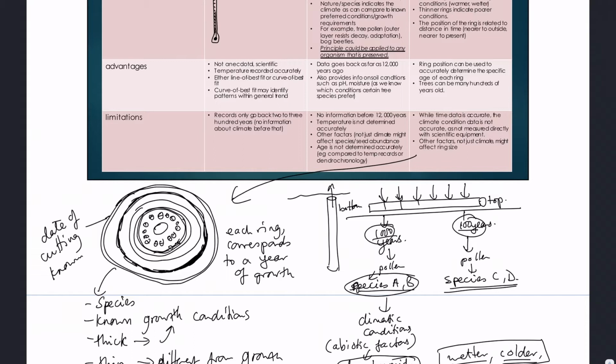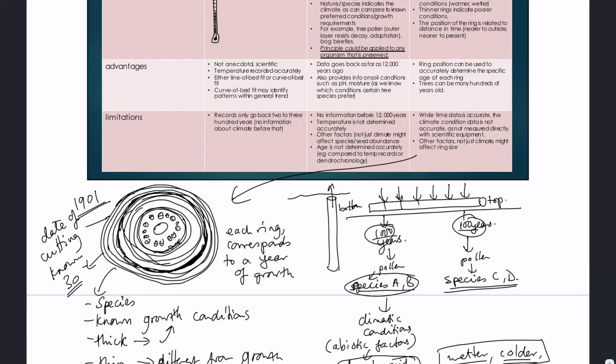So if we knew that the date of cutting, for example, was 1901, so the year that this tree was cut was 1901, and let's just say we can count 30 rings, then we know exactly which time period the climatic information is about. Yeah, so the 30 years preceding 1901.